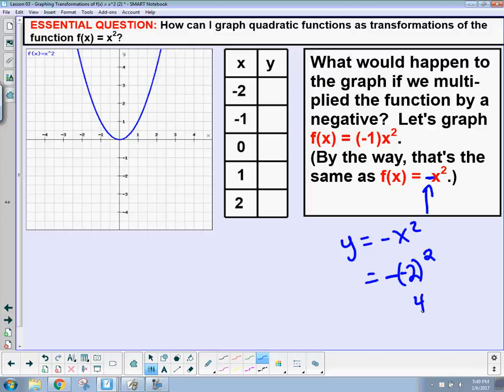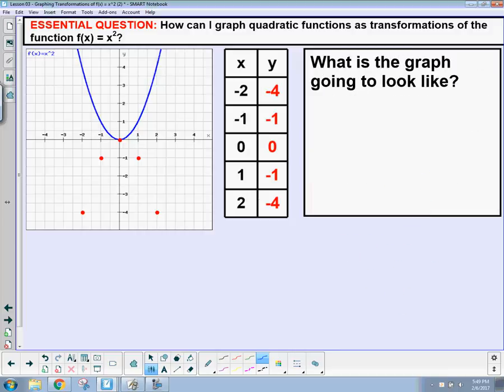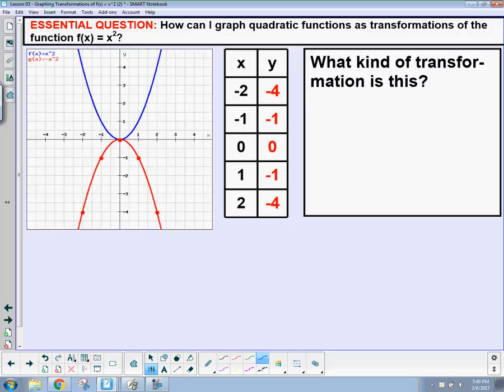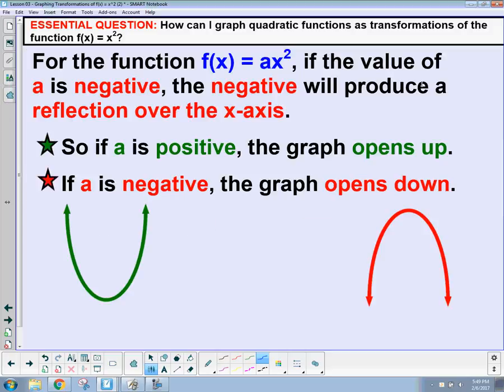That works for all of them. Look what happens. All your values turn negative. Your parabola is upside down now. This is called a reflection, okay? What kind of transformation is this? Reflection. I talked about this in coordinate algebra. That's just because of the negative out front. So if it's a positive, it opens up. If it's a negative, it opens down. And again, I got a cheat sheet for all of this.